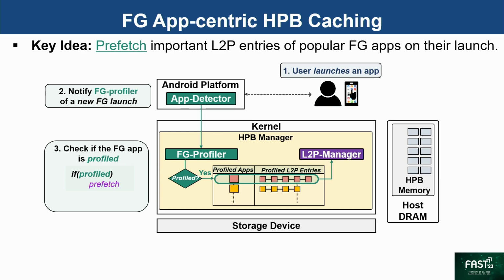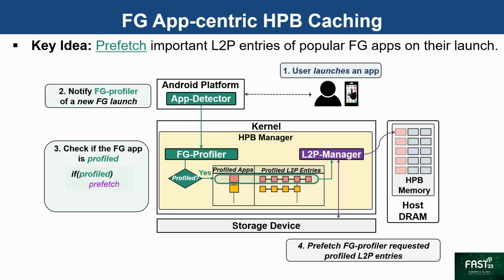Then the L2P manager fetches the foreground profiler requested L2P entries from the storage to the HPB memory. So with this technique, the critical miss penalty of foreground apps, especially in the beginning of its execution, can be avoided. However, if the foreground app is not found in the profile list, the foreground profiler starts profiling its accessed L2P entries to prefetch on its further launches.